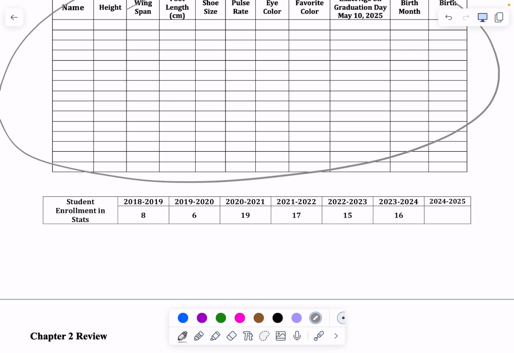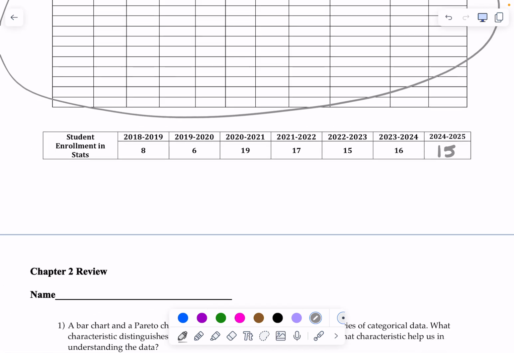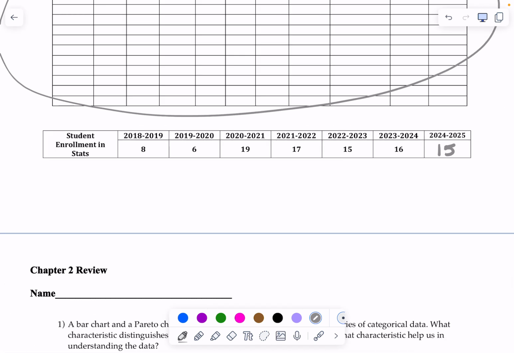Keep scrolling. It's one page after the homework. Keep flipping. Right there, the bottom of that. Okay, we have 15, and 24, 25. So there you go.